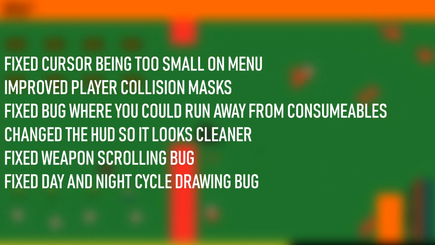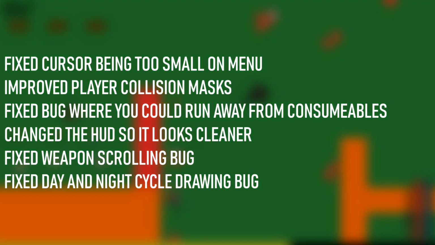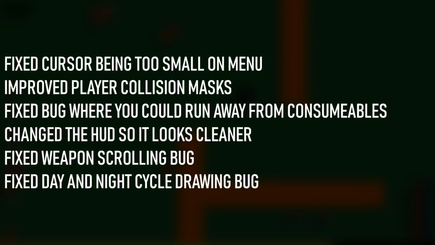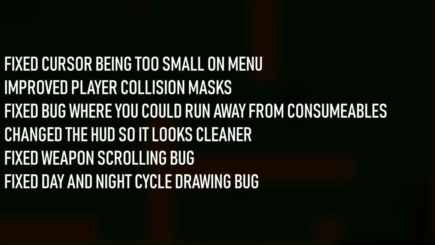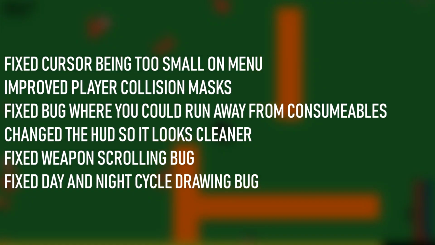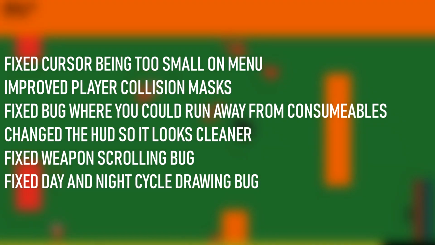I fixed a bug where you could run away from the consumables, so basically if you got a consumable moving towards you and then you sprinted, it could actually lose track of you and fly off the map. I also changed the HUD to make it look a bit cleaner so you can see that the health and stamina are in the bottom right of the game. I also fixed a weapon scrolling bug where you could accidentally skip over one of the weapons, so now it moves through them really smoothly.